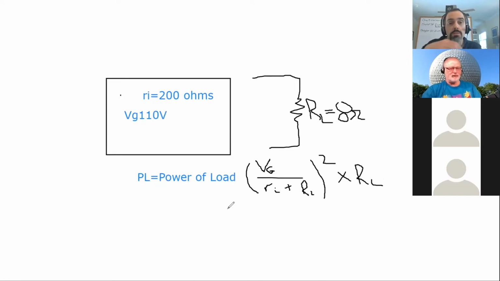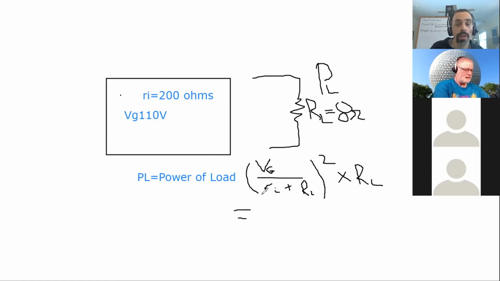Charles, this is on page 595. Thanks. So what we're looking at is the power of the load. This is the PL right here. This is not the power of the generator. This is the power of the load. So we're taking the voltage generator divided by the RI plus RL, squaring it and multiplying by the RL. So using the information I gave you up here, go ahead and calculate the power of the load for me, please.